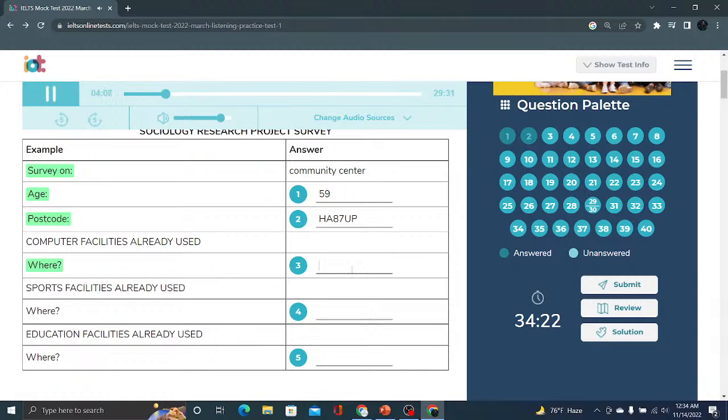Yes, I do. I go to my local library. Great. He was saying that I go to my local library. So the answer would be local library, or you can also write it just library. Okay, library.